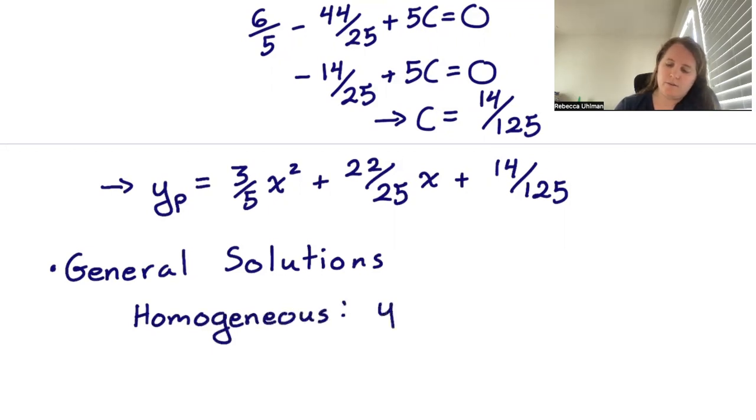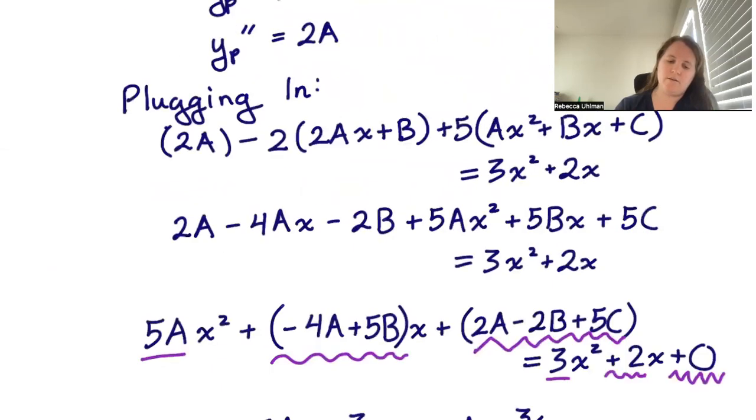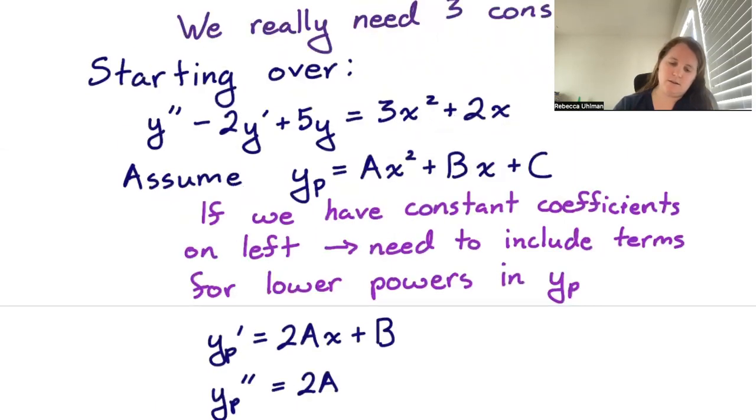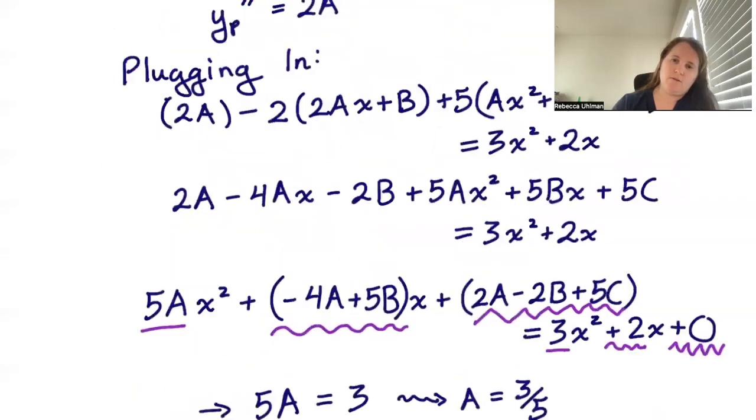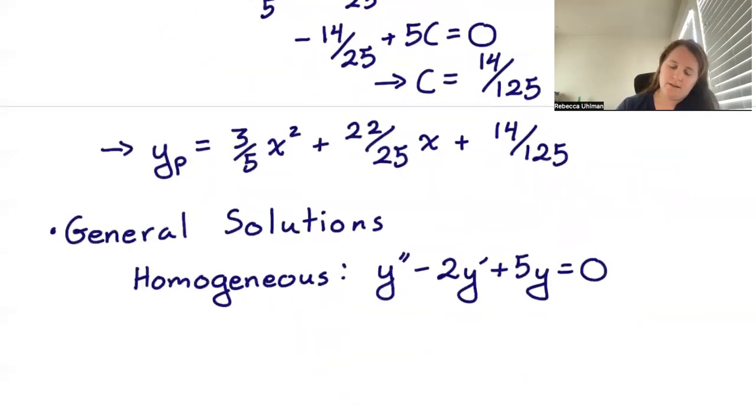So we had y double prime minus 2y prime plus 5y equals 0 for a homogeneous equation. I'm just going to verify that I have that correct. Yes. So from here, this has characteristic equation r squared minus 2r plus 5 is equal to 0.